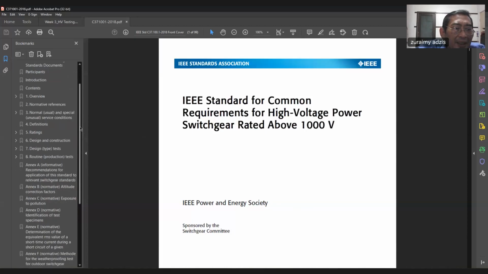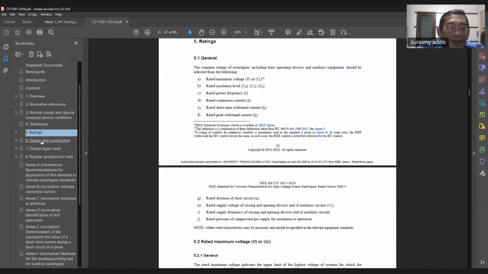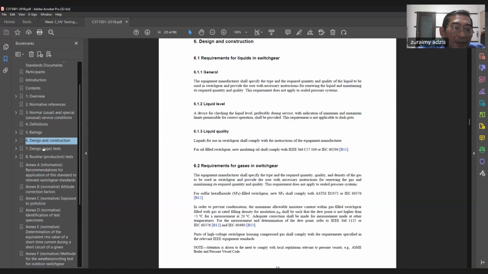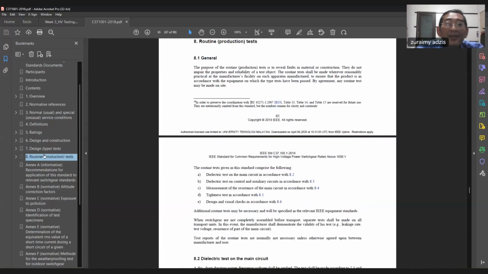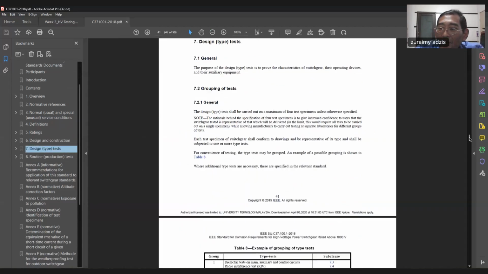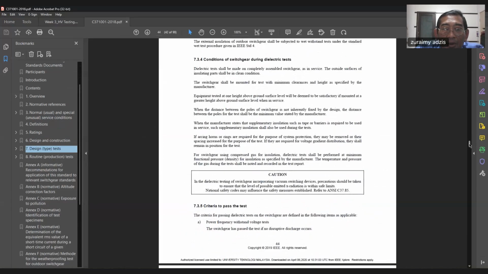If you can see here from the table of contents: definitions, ratings, 1000 volts, what the current ratings for that switchgear are, design and construction, also with the requirements given. Type test, the tests you have to do during the design stage. Routine test, production test, what are they? You can see a lot of them. For the type test, there are around 7.2, 7.3.